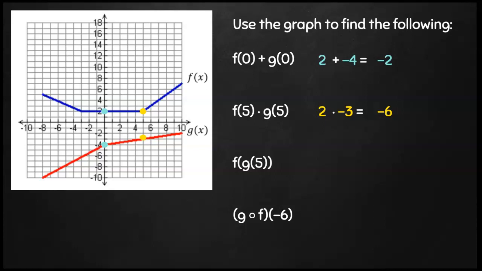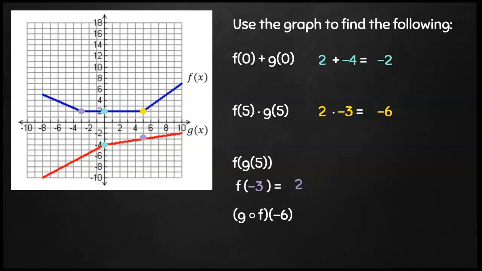The next two examples are my composition. I'm going to look at my x value, and I'm going to work from the inside out. I have to find g of 5 first. I'm going to see my purple dot. I actually also get a negative 3. So my g of 5 is negative 3. And then the second function I have to evaluate is the f. Now I have a new x value, which is negative 3. I'm going to my blue graph, and I'm going to negative 3, which has a value of 2.